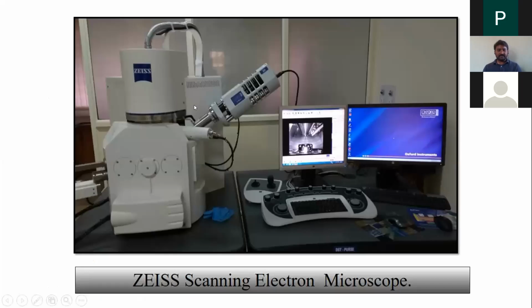This is one scanning electron microscope which I have used, which is available in NIT Surathkal. The company name is ZEISS, scanning electron microscopy.